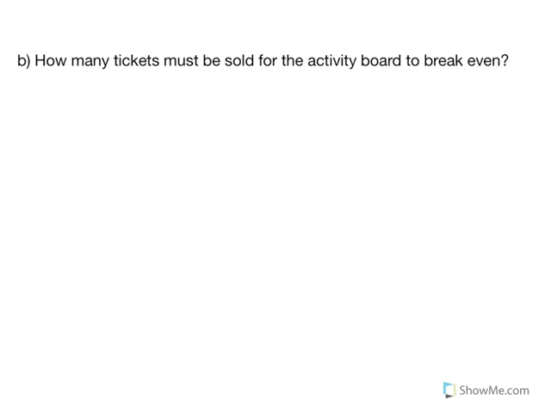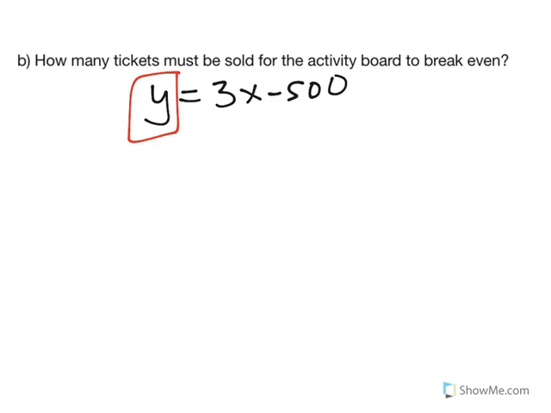All right, so let's look at letter B. How many tickets must be sold for the Activity Board to break even? Now, break even means no profit, no loss. So when you're looking at your y equals 3x minus 500, remember the y tells us the profit or loss. Well, if we have neither, no profit, no loss, that means we are at 0. The break-even point is 0. So now I have to solve for x.